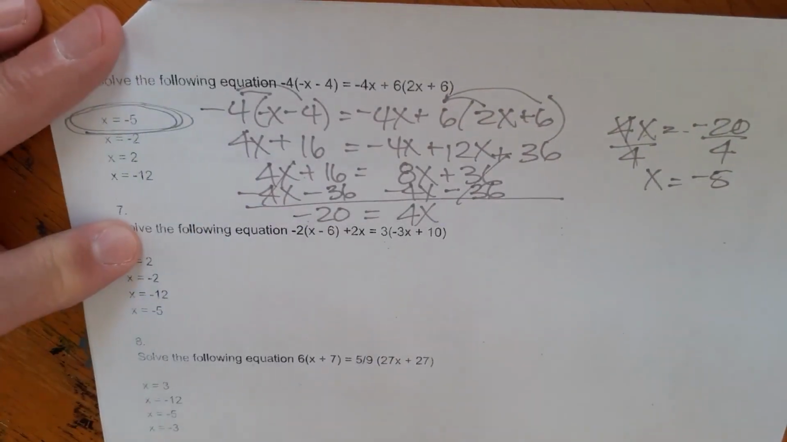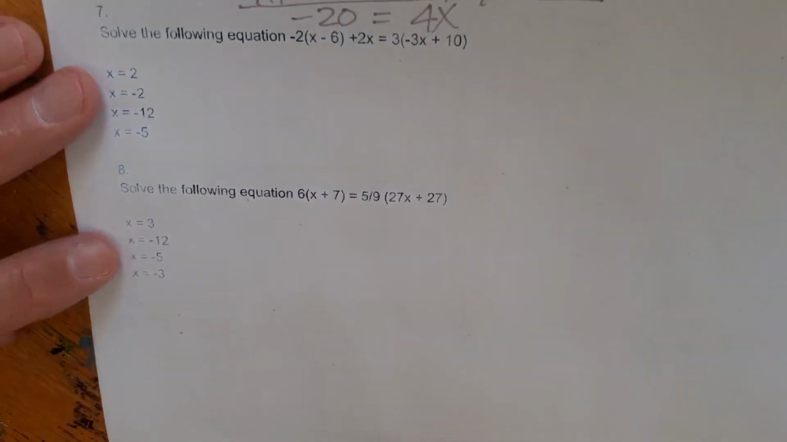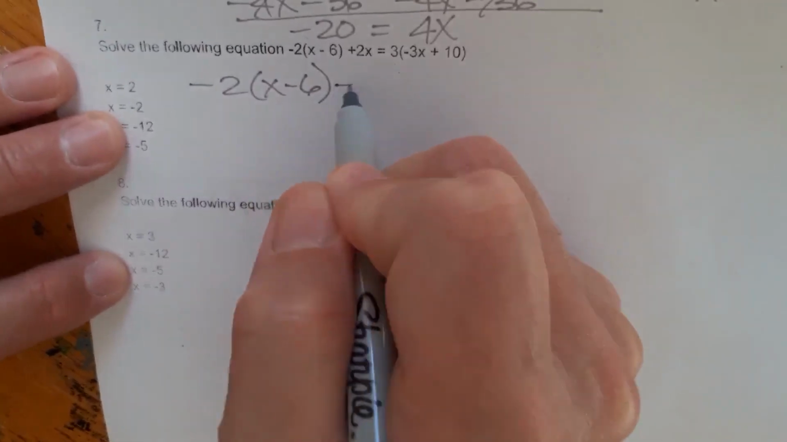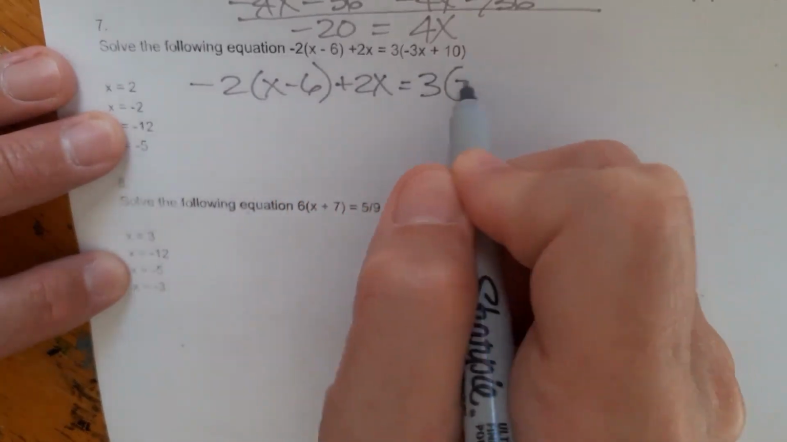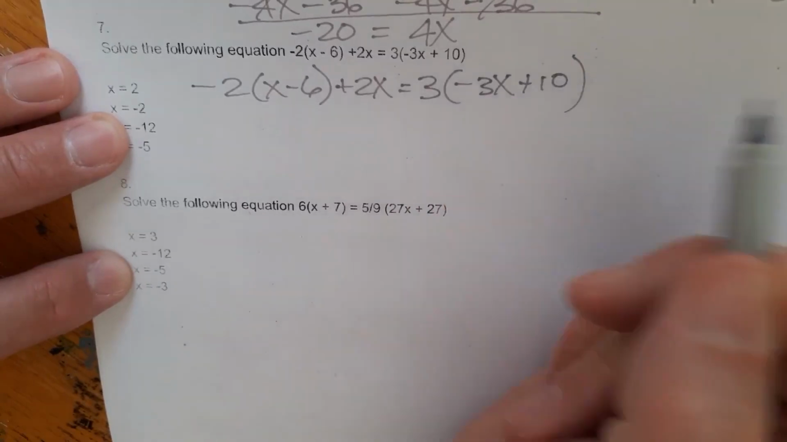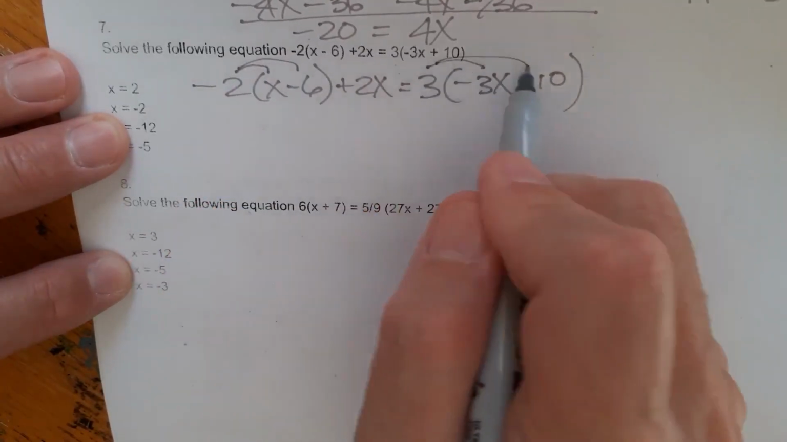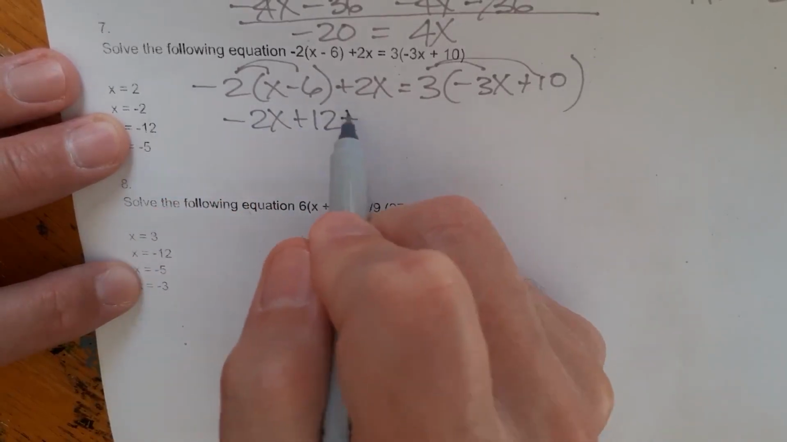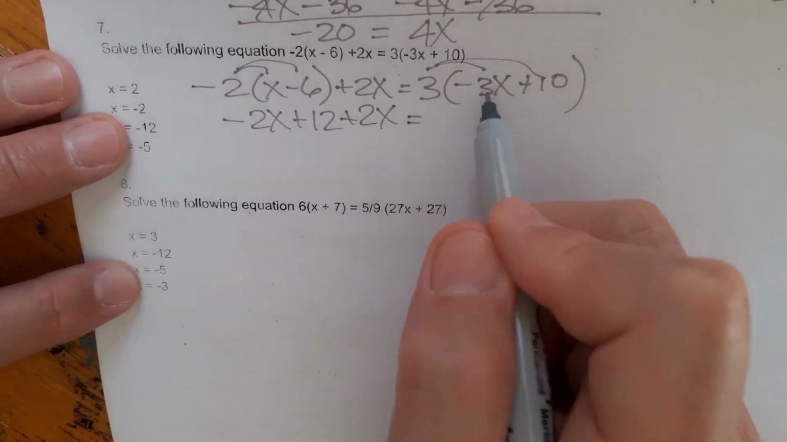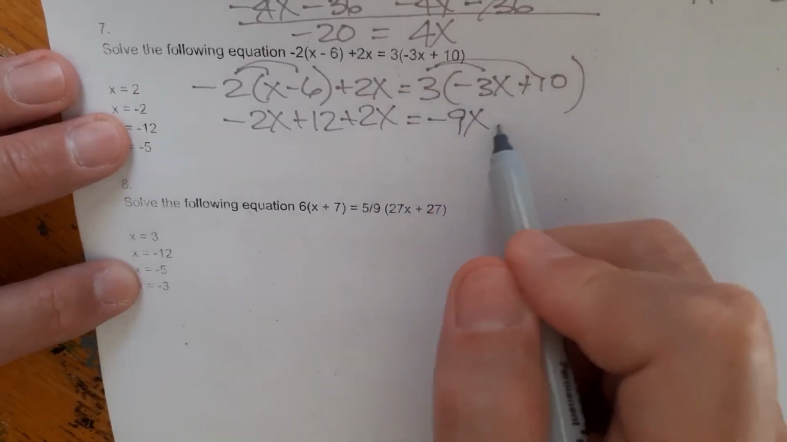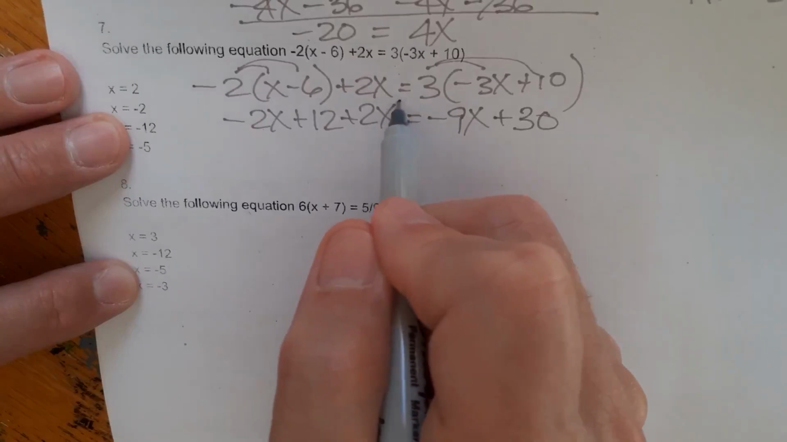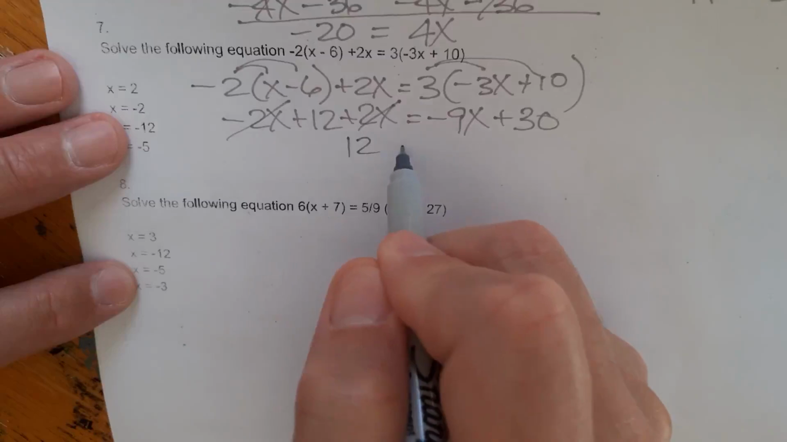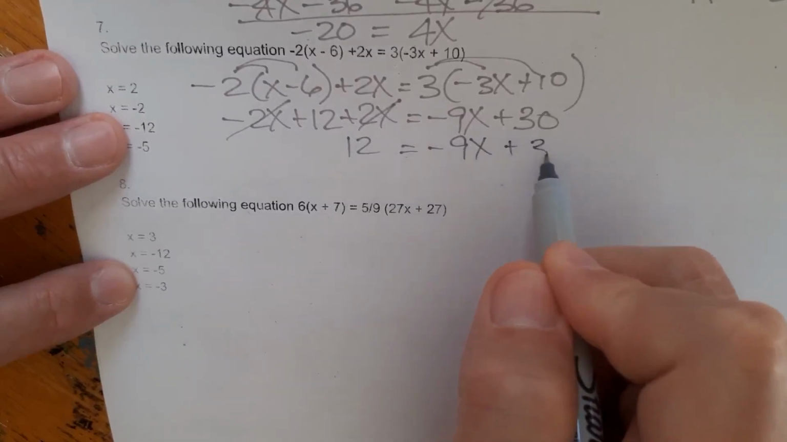All right, so far so good. Negative 2 times x minus 6 plus 2x equals 3 times negative 3x plus 10. This being multiplied across here and here. Negative 2x plus 12, because negative times negative 6 is 12, plus a 2x drops down. This is a negative 9x, and this is plus 30. These two x's cancel. Look at that. So you don't have x's on both sides. You've got 12 equals negative 9x plus 30.